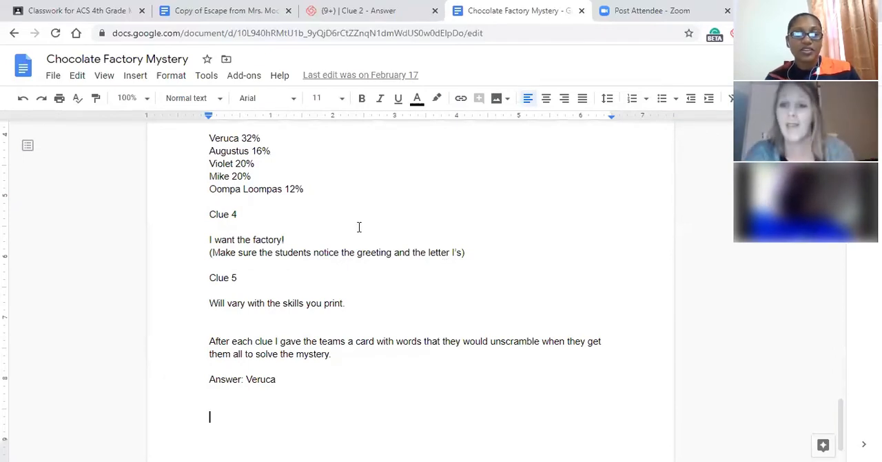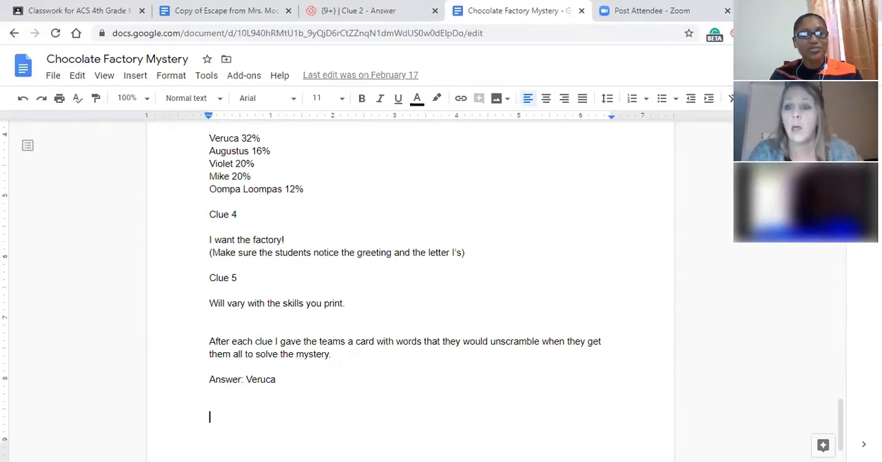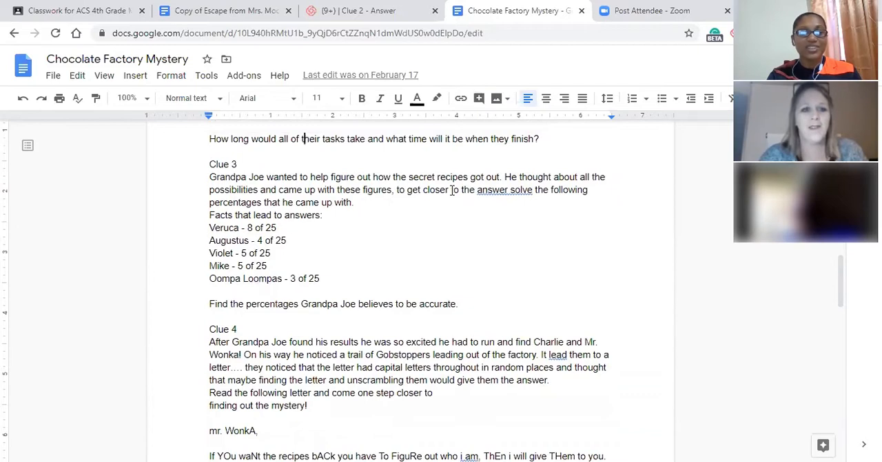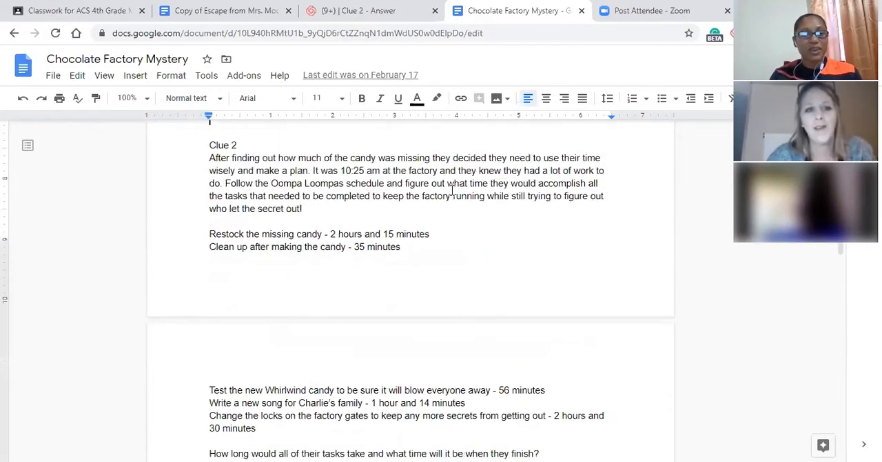April? Yes. Would you want them to do one just so they can see what it looks like? Maybe the first clue? They can actually walk through the first clue. Okay, so on this one or on the other one? On this one, this one will be fine. Okay, great. So they can actually see how it works from the student perspective.